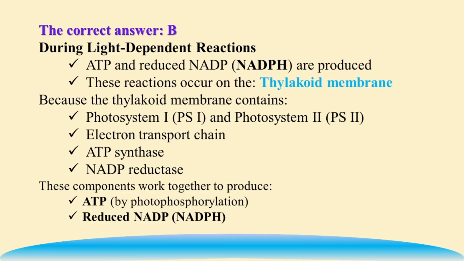The correct answer is B. ATP and reduced NADP are produced during the light-dependent reactions of photosynthesis. These reactions occur on the thylakoid membranes, where photosystems, electron transport chains, ATP synthase, and NADP reductase are located.